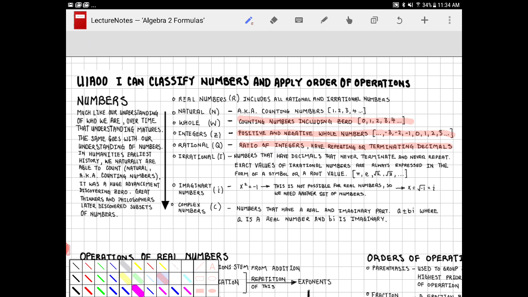Why does it have that kind of definition? Let's start there. Why does it have this definition that it's terminating decimals? Well, that's because rational numbers are thought of as fractions.